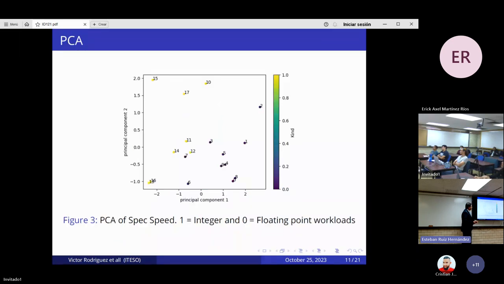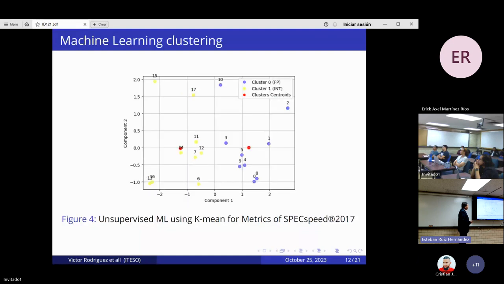This is the first result of the PCA. The numbers correspond to the IDs on the previous slide. The zero, or yellow ones, are for integers, and the purple ones are for floating point workloads. As we can see in the two components, there is a split along a transverse line, which is good for the incoming phase, which will be the machine learning. However, it's not so different, right?